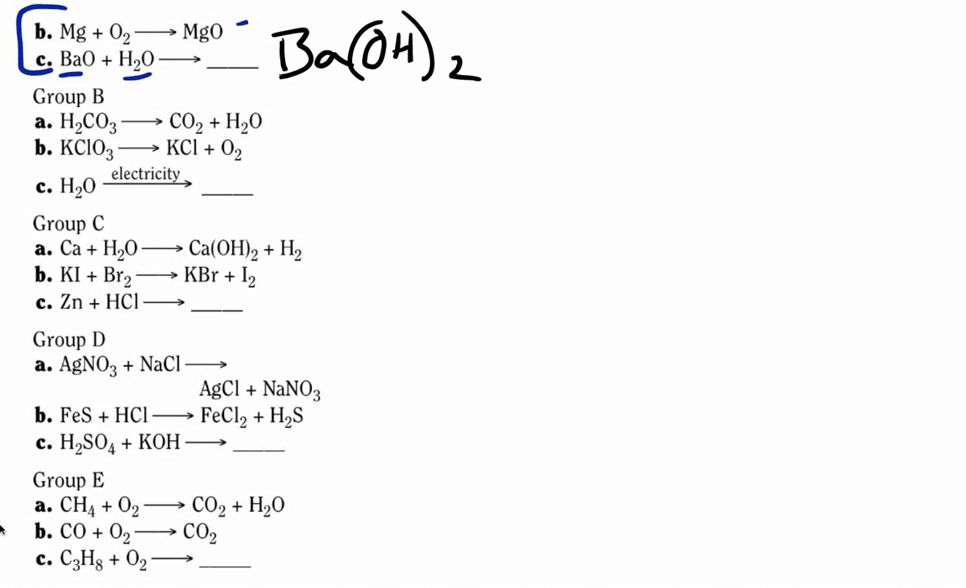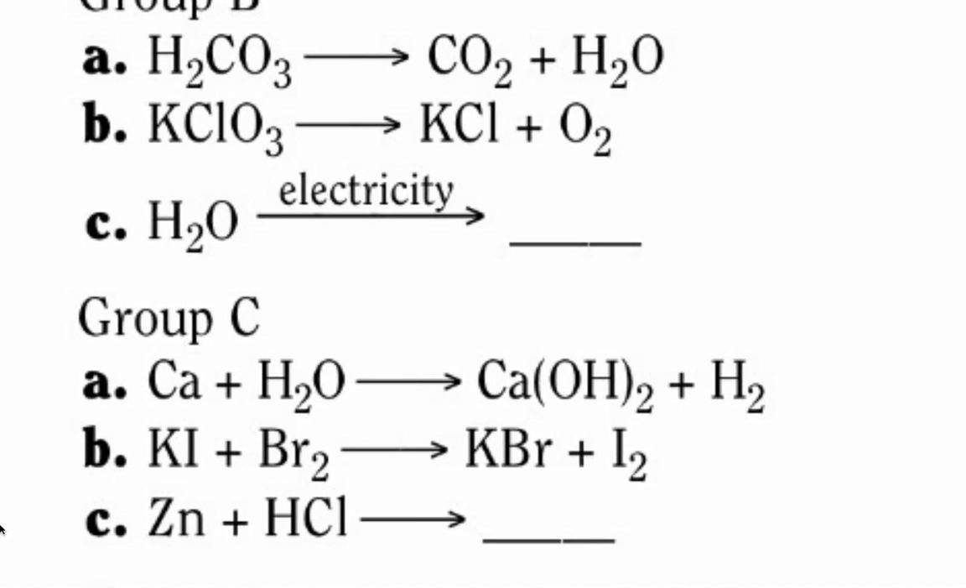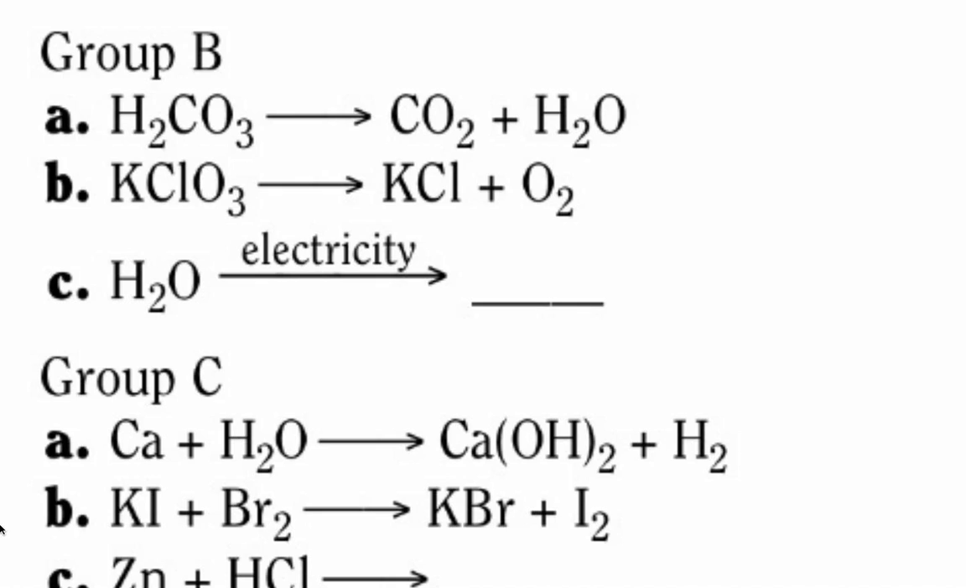Again, how do you know that right now? You don't really, but we need to start seeing patterns and seeing these types of reactions so we can predict other ones that we'll run into. Notice our group B reactions here, and let me make things bigger so that we can see them and kind of decipher things here. Our group B reactions, these are all decomposition.